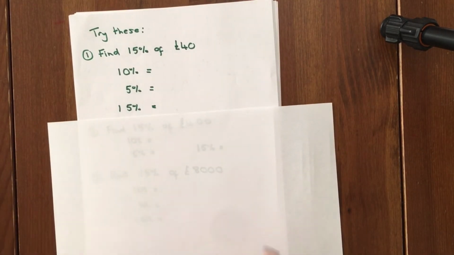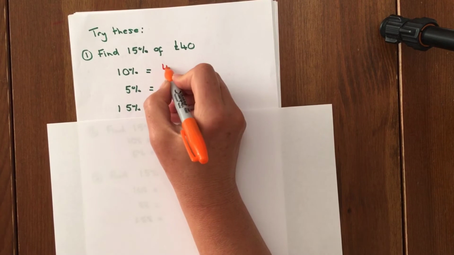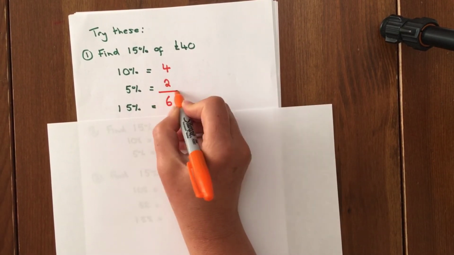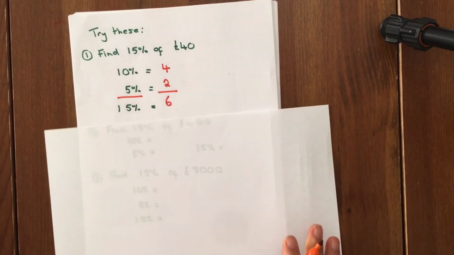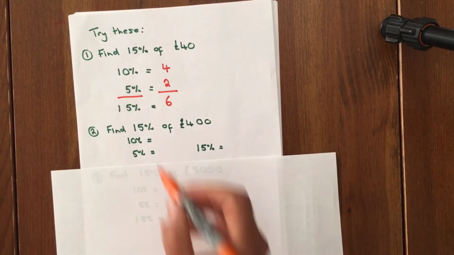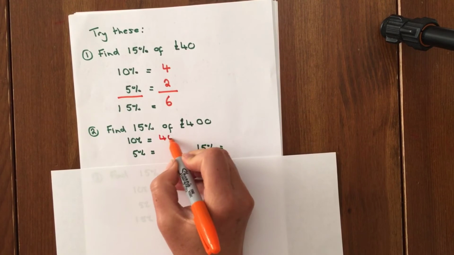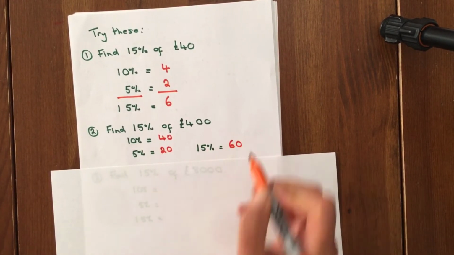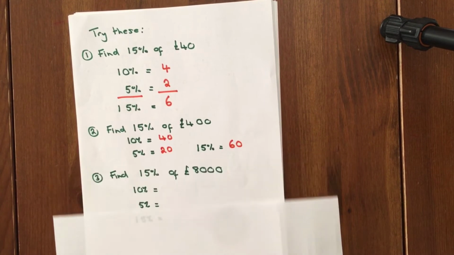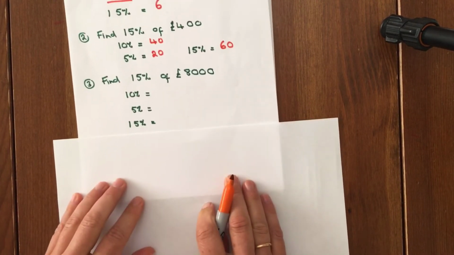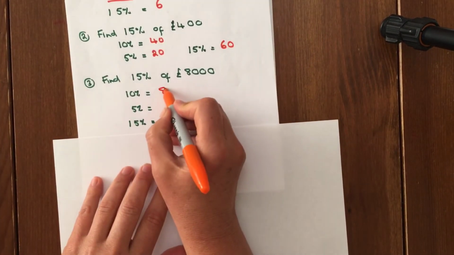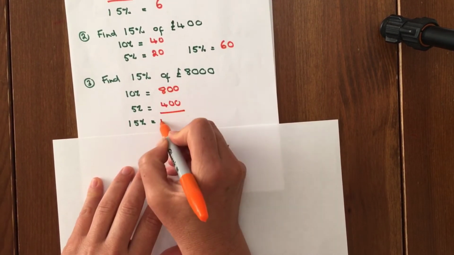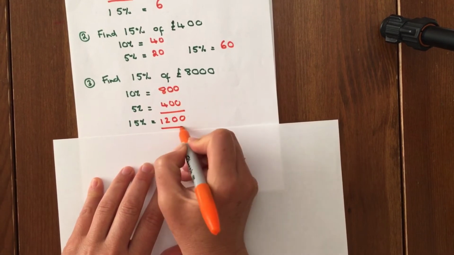Okay, well done. So 10% will be 4, 5% is 2, 15% add the 2 together is 6. Next one, 10% 40, 5% 20, add them together to get 15%. Question 3, 10%, 5%, add them together to get 15%.